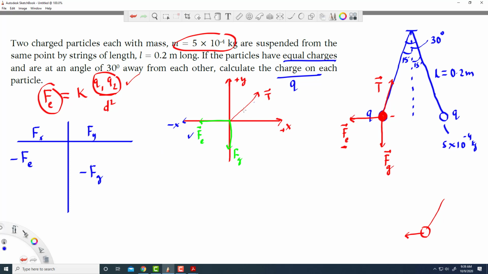Now this one, tension, has both x component and y component because it's in between x and y. So we need to resolve T into x and y. Okay, we need to get Tx and Ty. So to do that, we need this angle to resolve the tension. So what is that angle? So we are trying to find this angle, this theta.